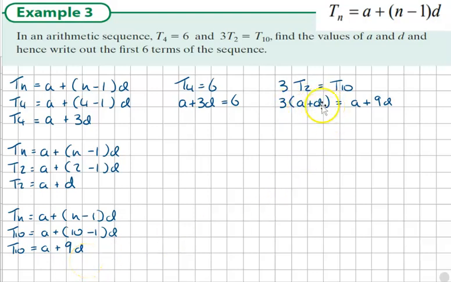Again, really important that you have the brackets around it, because if you don't, you'll end up with 3a plus d, and that will be wrong. You have to now multiply in the 3. You're going to do 3 times a and 3 times d.